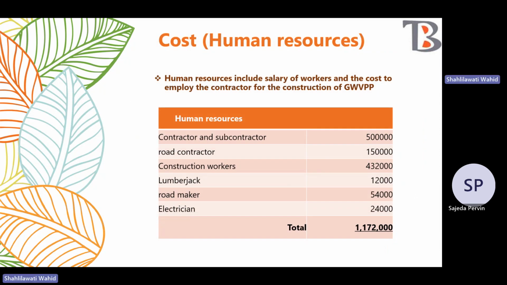And human resources. The table shows all the human resources needed for our construction of GWVP and denotes the cost to employ them. Human resources will cost about 1,172,000.